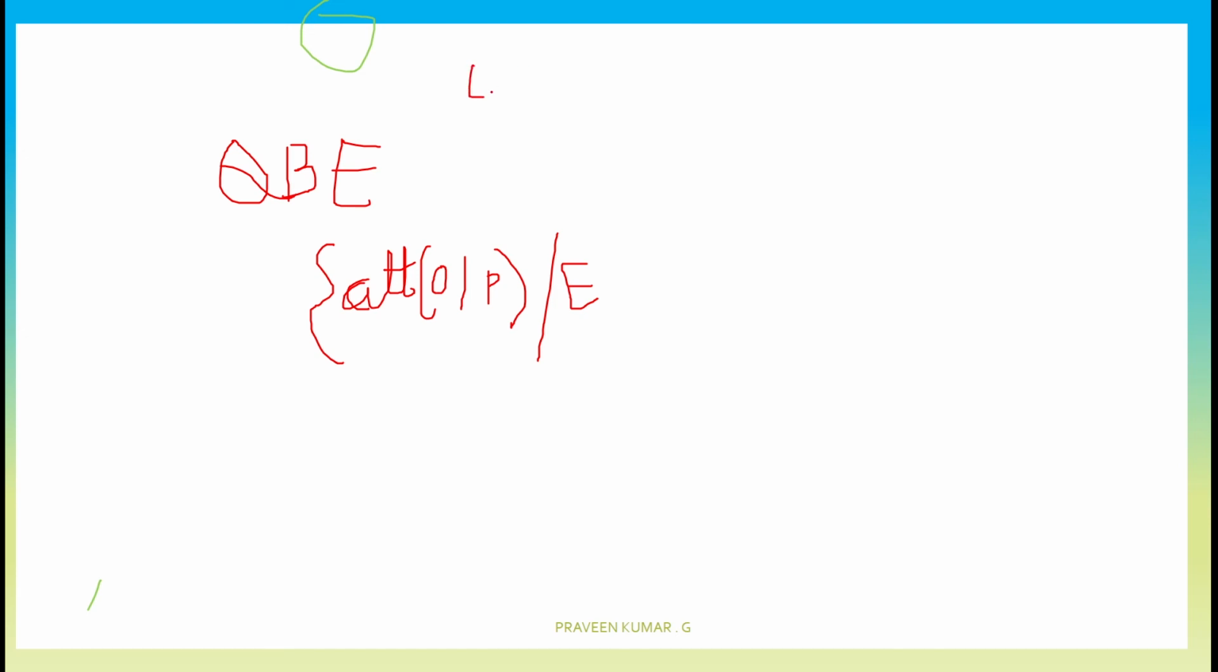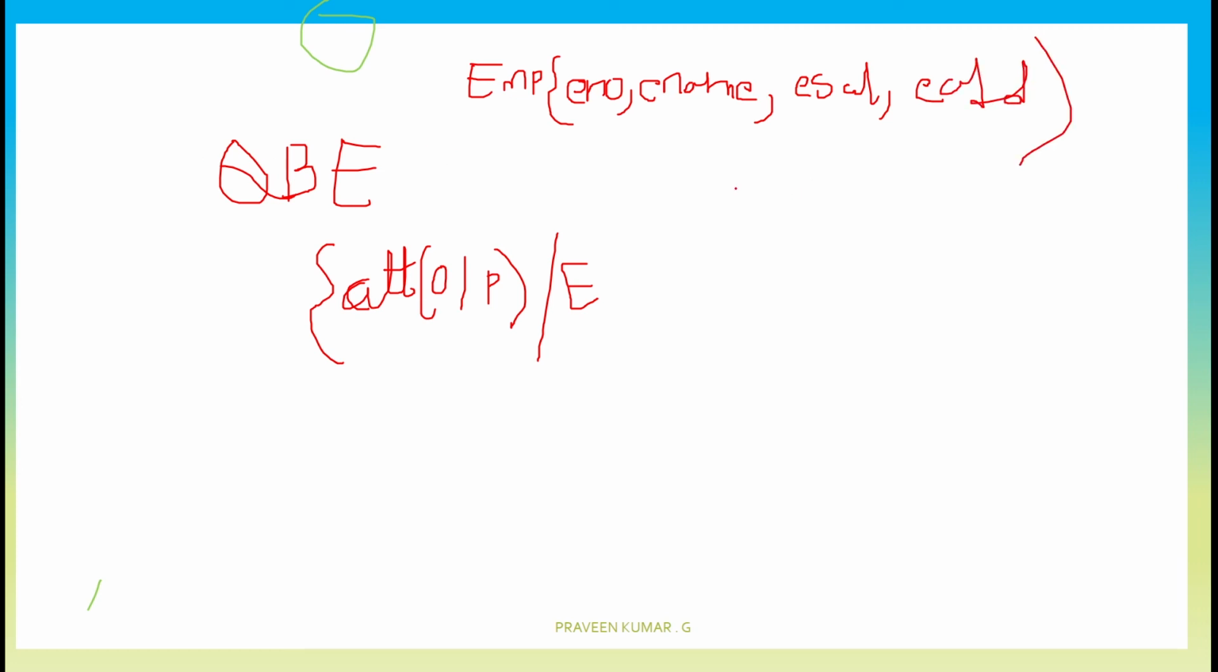Suppose in the employee table we have some e number, e name, e sal, and e address, like that. These are the common fields. I want to print e salary. Suppose e number and e address, where salary is greater than 20,000.